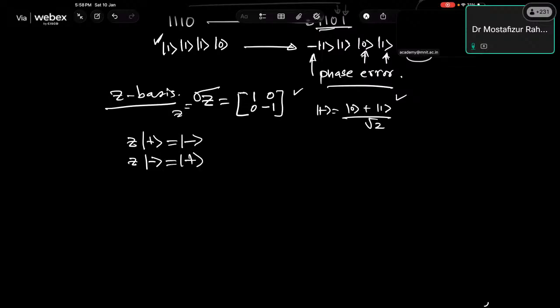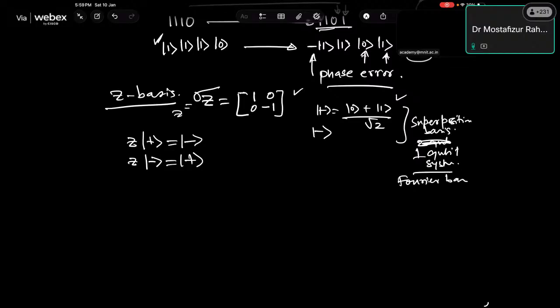So this plus and minus are called the superposition basis. For a 1 qubit system, these are in fact the Fourier basis, because the Hadamard gate itself acts as a Fourier transform for 1 qubit, that we have seen in QT-05, right? So if you apply the G operator on plus, you get minus, and if you apply the G operator on minus, it gives plus.